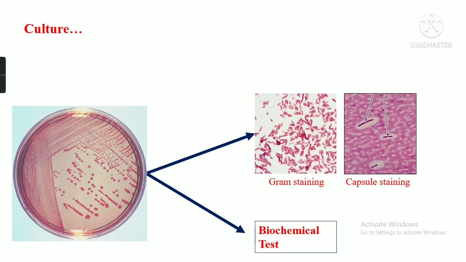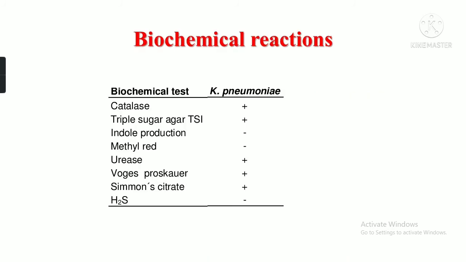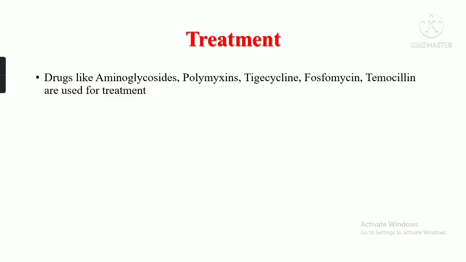Once we have the colonies, we can go for gram staining, where we can see the presence of gram-negative rods, and in capsule staining we will see the presence of a capsule around the cells. Following this, the sample can be used for various biochemical tests such as catalase, triple sugar iron agar test, indole, MR, urease, Voges-Proskauer, Simmons citrate, and H2S production. Based on these results, we can characterize whether the organism is Klebsiella pneumoniae or something else.